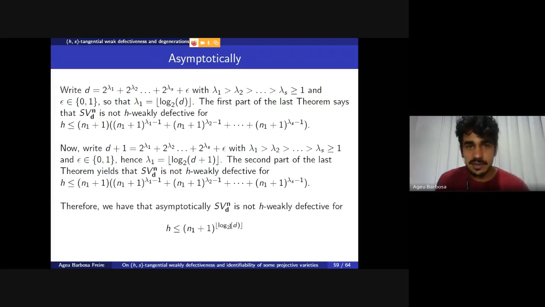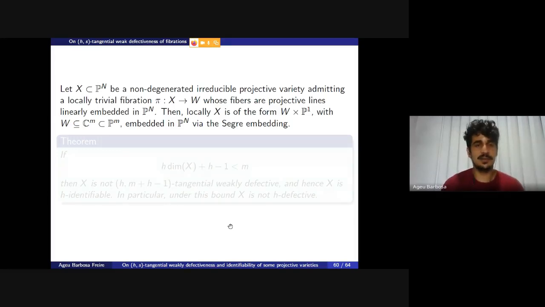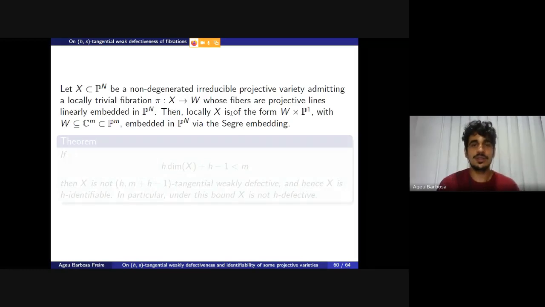This is the second part. And for the third part, and the last part, where I will study just tangential weak defectiveness for some fibrations, I start with X, a non-degenerate irreducible projective variety, and we assume that this variety admits a locally trivial fibration whose fibers are projective lines.